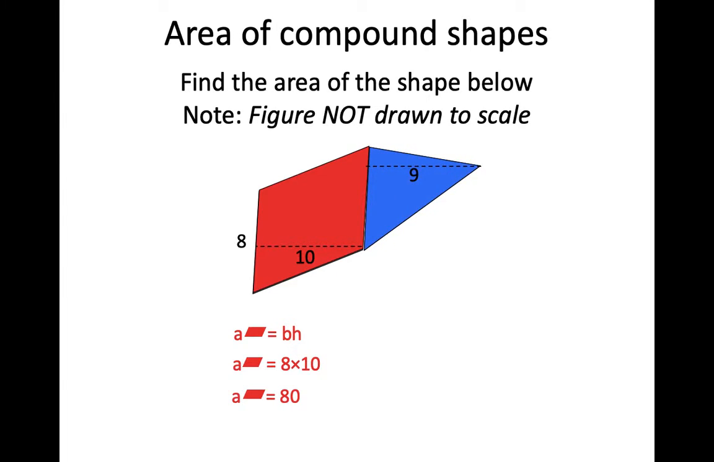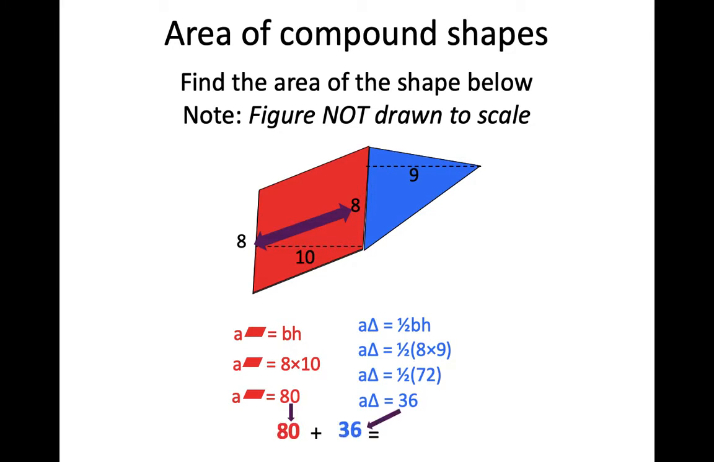And I see the height there is 9, but I don't see the base. But luckily, I know that in a parallelogram, opposite sides are congruent. So if that side on the left is 8, then that side on the right is 8. Now I have what I need: the area of a triangle is 1/2 base times height. So that's 1/2 of 8 times 9, or 1/2 of 72, or 36. If I add my 80 and my 36 together, this whole shape equals 116 square units.